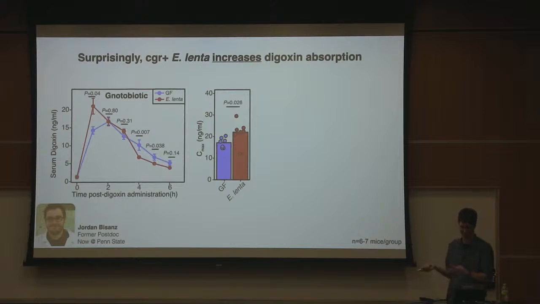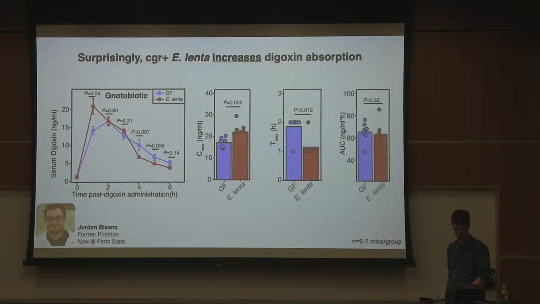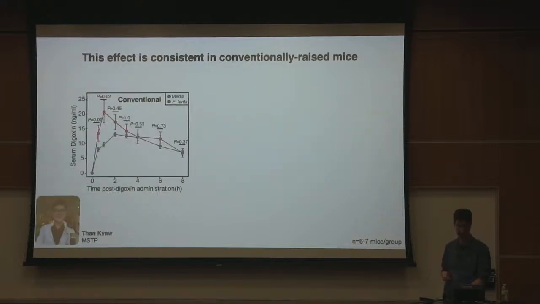Pharmacologists like to quantify these things in a variety of ways. So just to walk you through, you can look at the maximum concentration in circulation. That's higher in the colonized mice. The time it takes to reach that concentration is lower, so it's getting absorbed faster. And despite these differences, there's no change in the overall area under the curve. You can see that eventually the germ-free mice absorb the drug, but the rate is faster in the colonized mice.